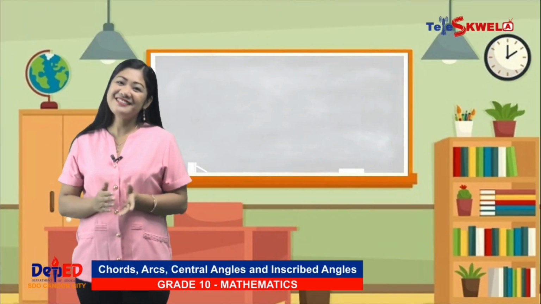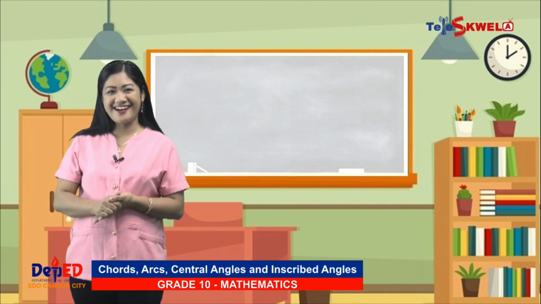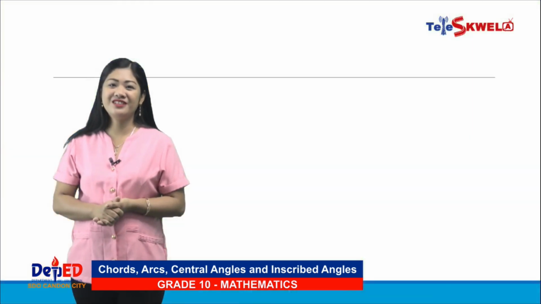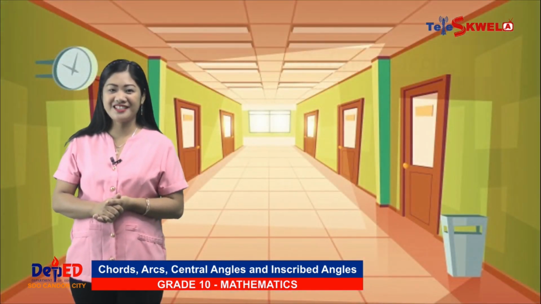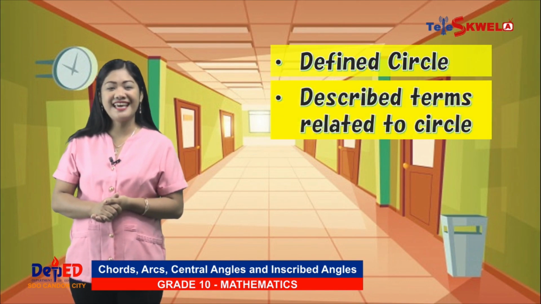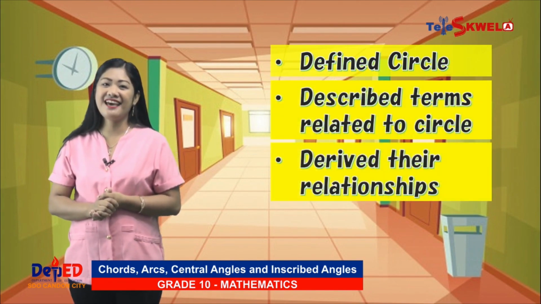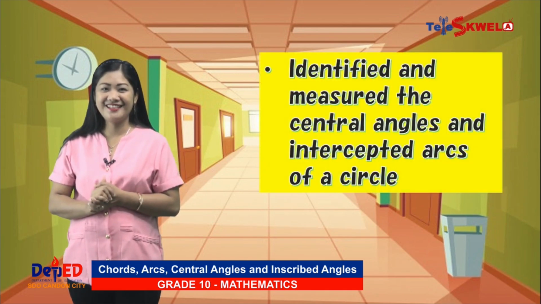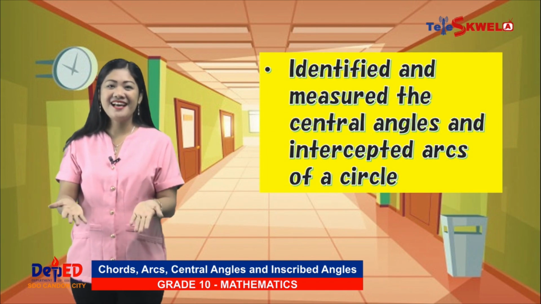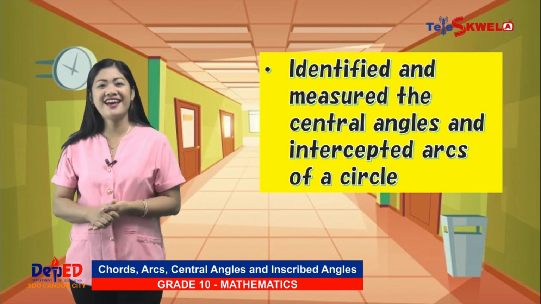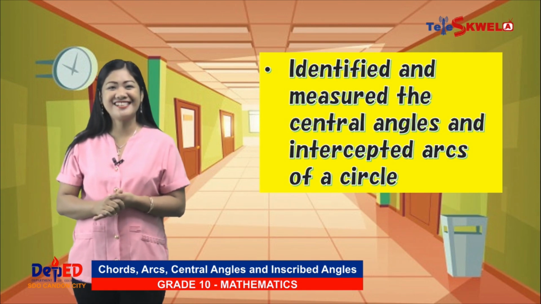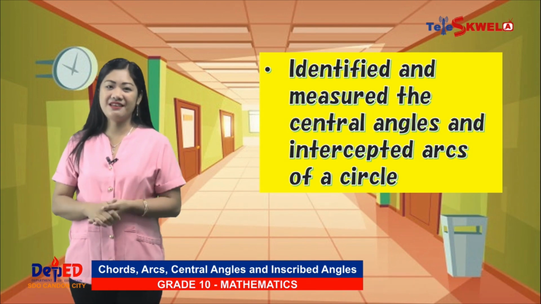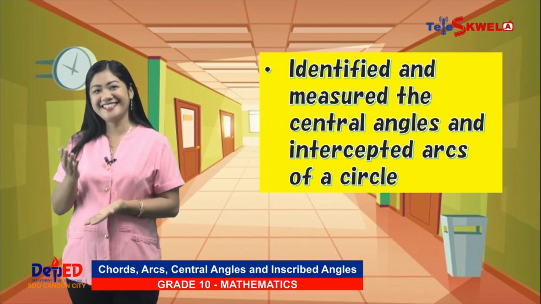This time, let us review the things we have learned so far. At the beginning of this session, we defined the circle and described its different parts, derived their relationships, and lastly, identified and measured the central angles and intercepted arcs of a circle. Alright, this time, let's have some fun answering the exercises that will be flashed on your screen. You have 5 seconds to answer each of the given questions. Refer to Circle C.